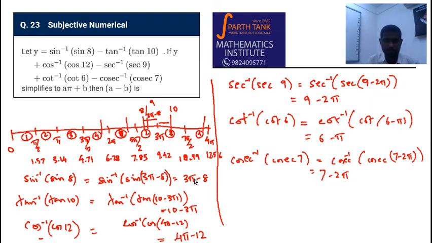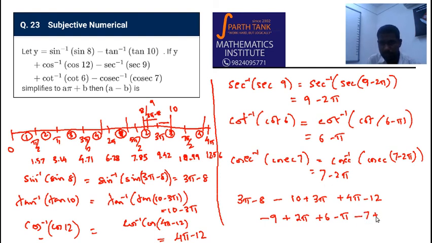So with all these values, let us substitute them back there. So 3 pi minus 8, minus of tan, so this minus 10 plus 3 pi, and then plus cos inverse, so plus 4 pi minus 12, then minus secant inverse, so minus 9 plus 2 pi, and then plus cot inverse of cot 6, that would be here 6 minus pi, so plus 6 minus pi, and then minus cosecant inverse, so minus 7 plus 2 pi.